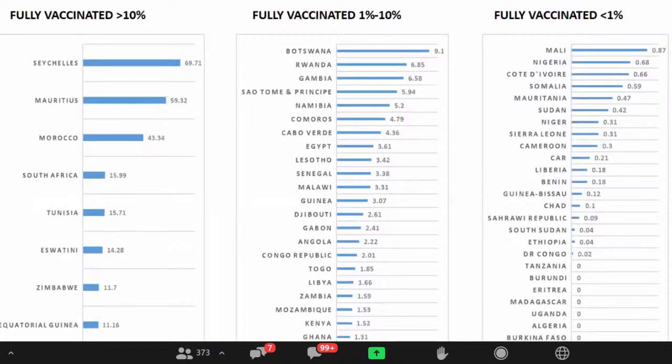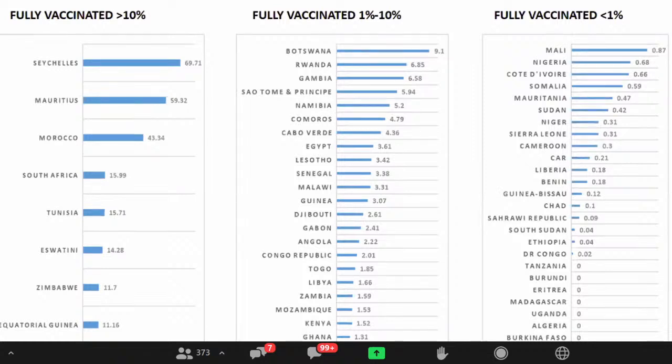So looking at giving a full picture now on the continent of where different countries stand, we have about 7 countries where the fully vaccinated percentage is greater than 10. That's Seychelles, Mauritius, Morocco, South Africa, Tunisia, Eswatini, Zimbabwe, and Equatorial Guinea, which are the ones that are more than 10%.